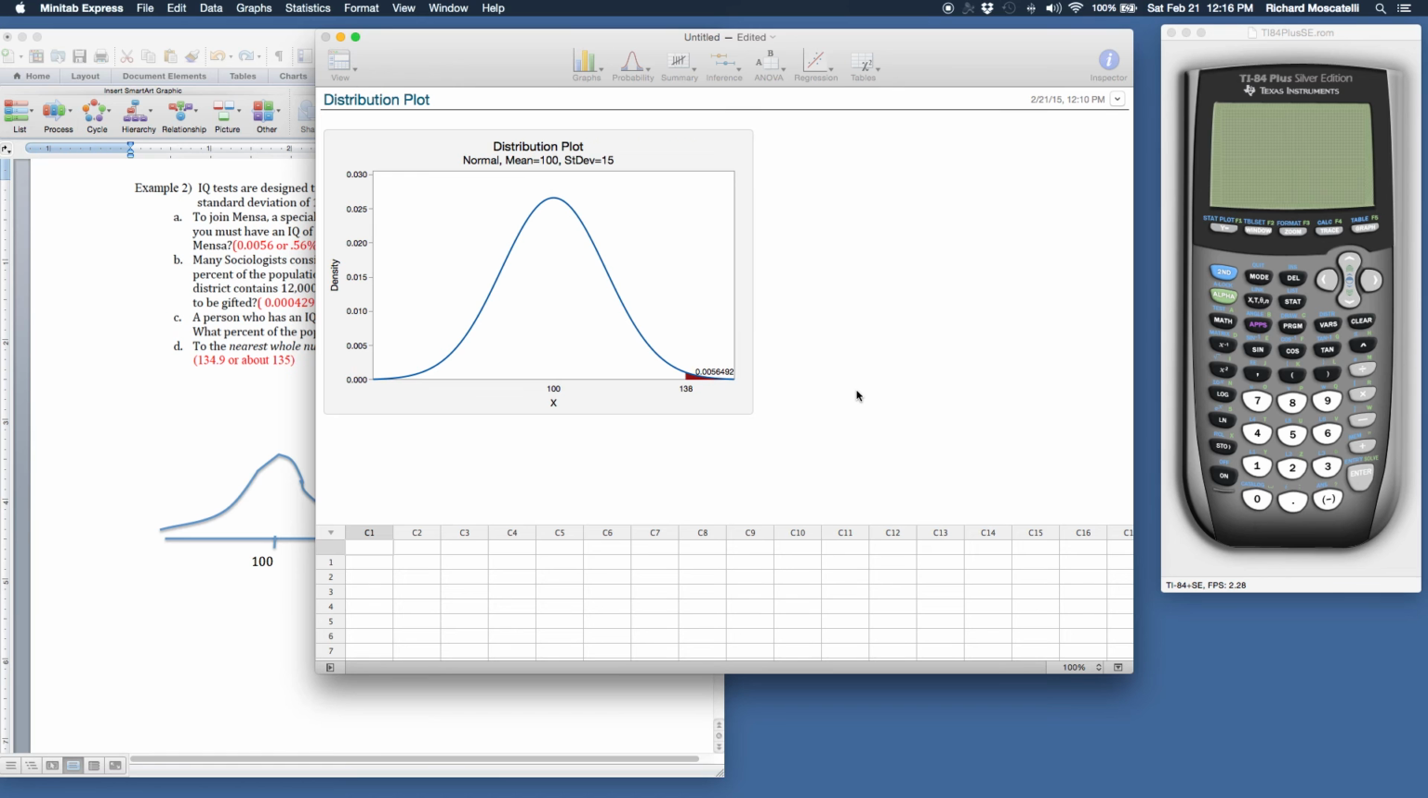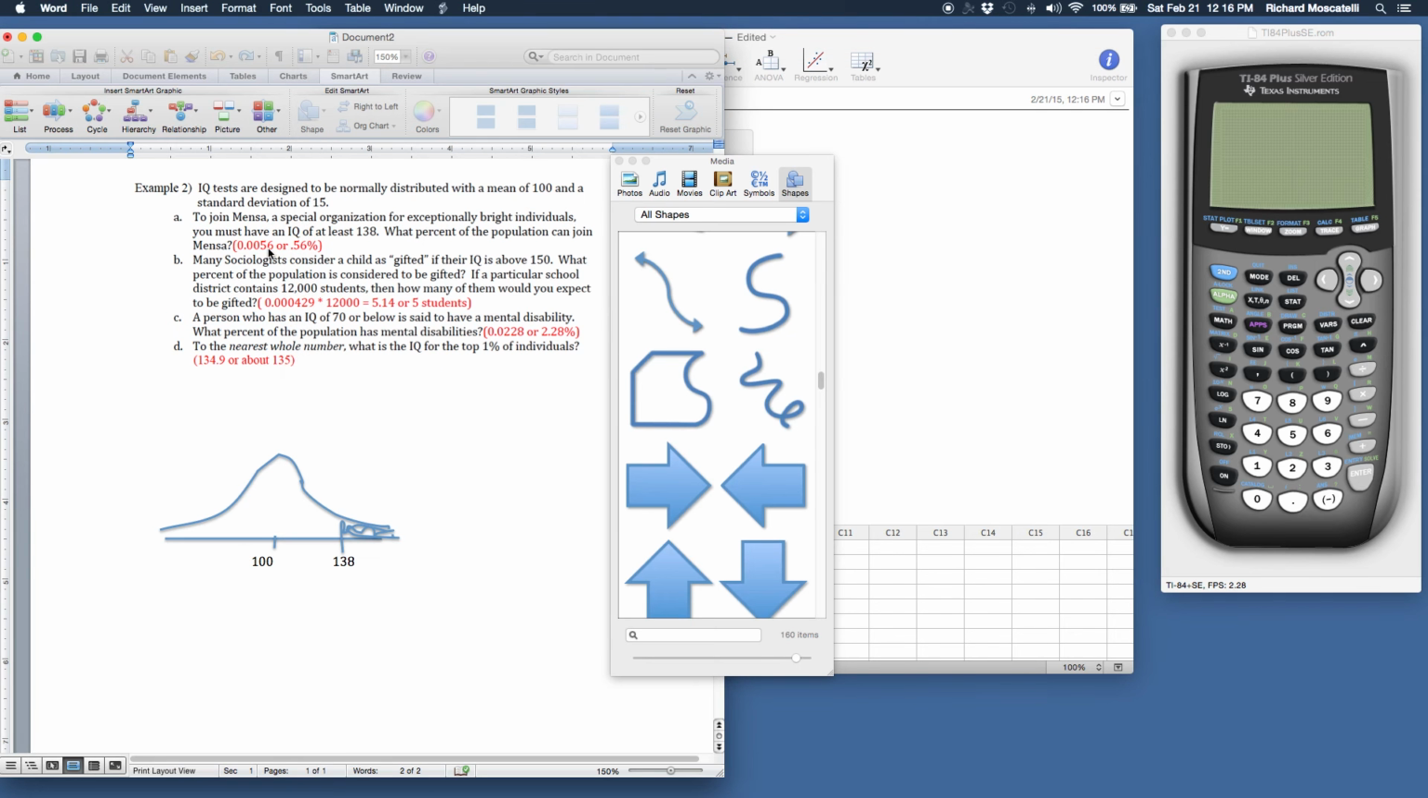So you say okay, and I've already worked this, as you can see. So here is the output. Real straightforward. It draws a real nice bell curve for you. It labels it up. There's the mean of 100 in the middle. There's the 138. And that little tiny shaded area right there, that's the probability, 0.0056. Typically, we take 4 decimal places. And as you can see, that's where I got this answer here.